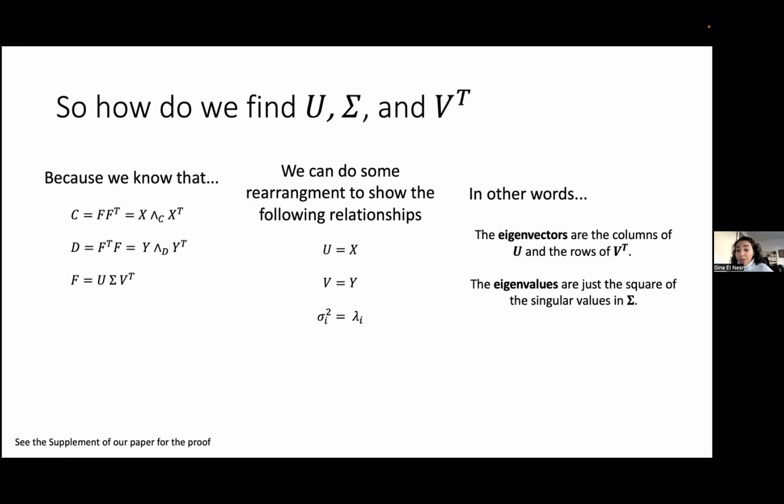In other words, our eigenvectors are the columns of U and the rows of V transpose, which come from that SVD equation. And the eigenvalues are just the squares of the singular values in sigma. We can get those very simply, using either C and D and doing that diagonalization, or using the SVD equation. In the paper and in the code, we explain all of that. In the code, it's done very simply. It's just 2 lines of code, and those are also available online to see how you would do that calculation.